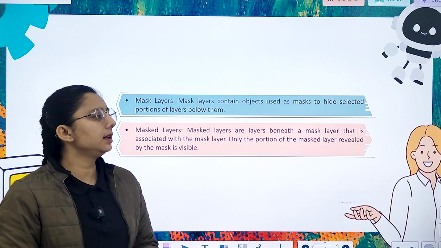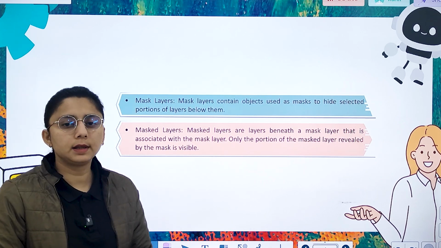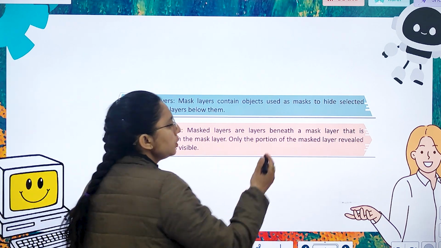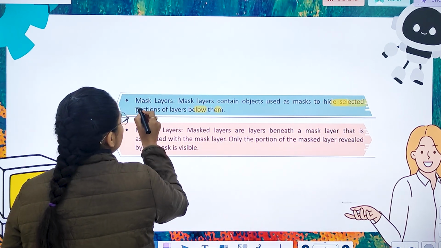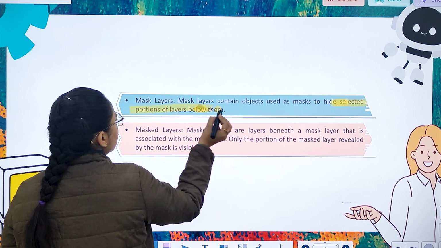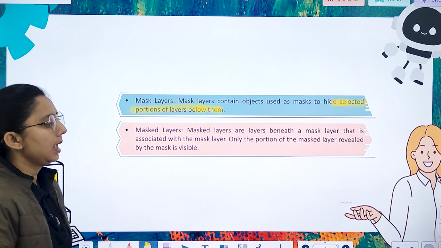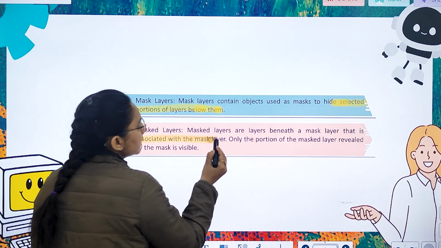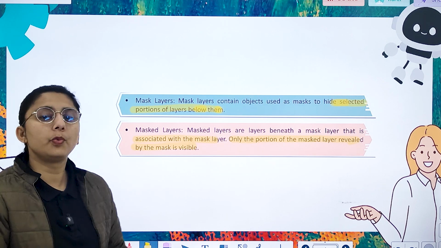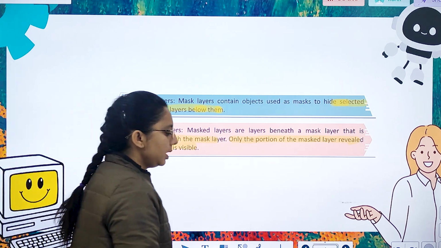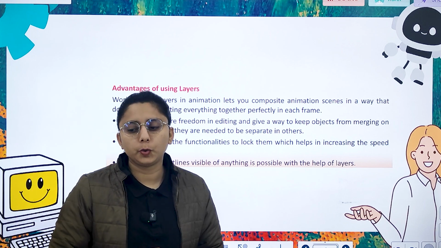Next is the mask layer, in which we use masks to hide the selected portion of a layer. Next is the masked layer, which is beneath the mask and is associated with the mask layer. Only the portion of the masked layer revealed by the mask is visible. Only what is revealed by the mask will be visible to you.